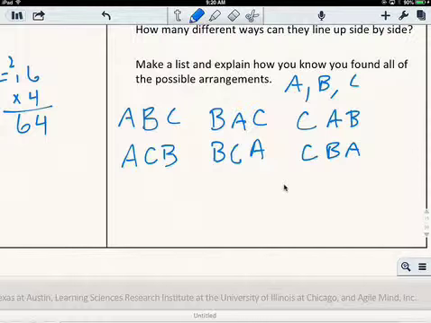My strategy there was to create an organized list where I was thinking just about who would be all the way on the left, and then finding all the possibilities that match that. So that's your homework for 5.3.